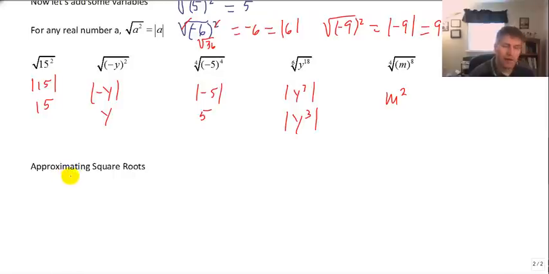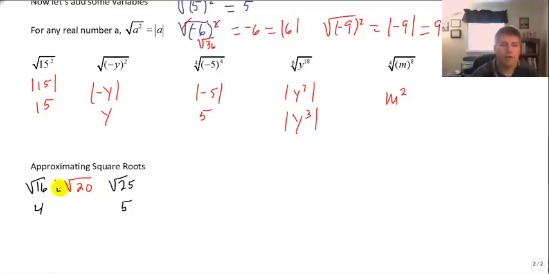Approximating square roots, our final thing for today. We can approximate square roots, and I'll expect you to do this without a calculator. It takes a little bit of thought, but we can approximate square roots like the square root of 20. Now, 20 is not a perfect square, but it does fall between two perfect squares. It falls between the square root of 16 and the square root of 25. Well, the square root of 16 is 4, and the square root of 25 is 5, so we should know that the square root of 20 falls somewhere in between.